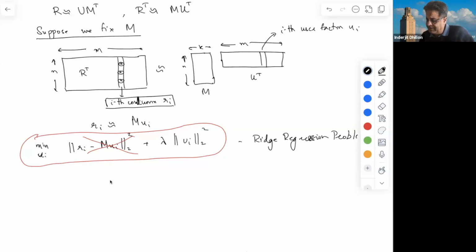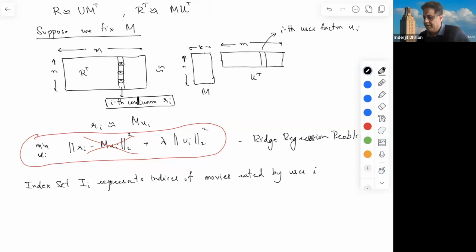Okay. So what we will say is that we'll look at the index set, and I'll call it I_i. Well, not the best notation, but I subscript i represents indices of movies rated by user i. Okay. And so now let's look at what the correct objective is. Let me denote by R_{I_i} these values over here. Suppose I_i is just these three pairs, then this would be a vector of length 3.